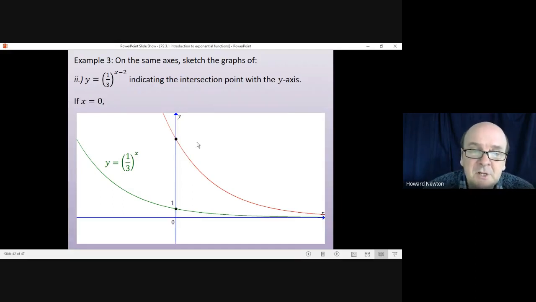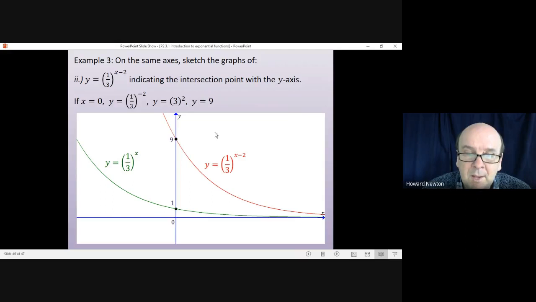Same method as we used earlier on. If we want to know where it cuts the y-axis, we just say, well, what happens if x equals 0? So we'll substitute x equals 0 into the equation, and that'll tell us where it cuts the y-axis. So putting in x equals 0 here, I'll just have a third to the power of minus 2. The minus turns the fraction upside down. So 1 over 3 becomes 3 over 1. So a third to the power of minus 2 is exactly the same as 3 squared. 3 squared is 9. That means this crossing point here is at 9 on the y-axis.